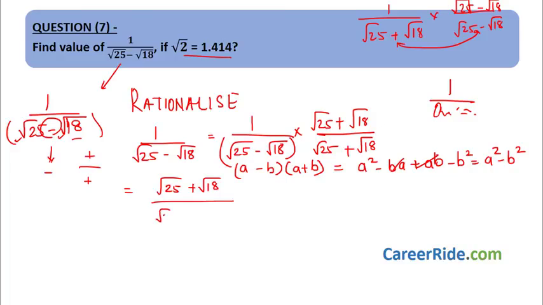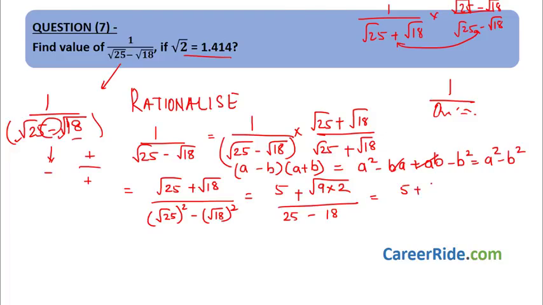So what we have over here is nothing but root of 25 square minus root of 18 square. Okay, so root of 25 is nothing but 5. Root of 18 can be written as 9 into 2. Over here, this root sign and this square get cancelled, so we have 25. Same way we have 18. What we get is 5 plus root of 9 is 3 root 2 upon 7.